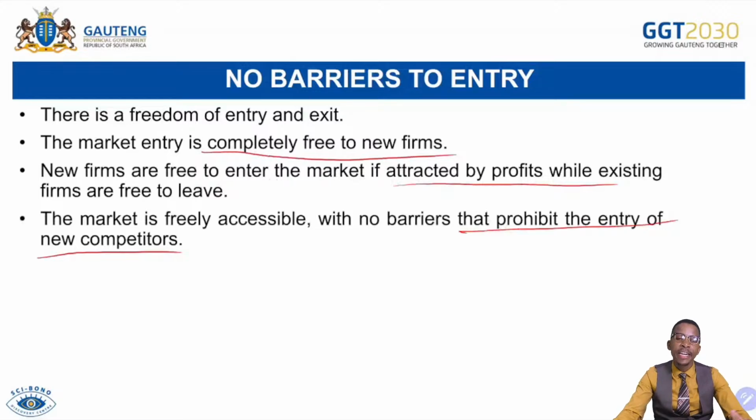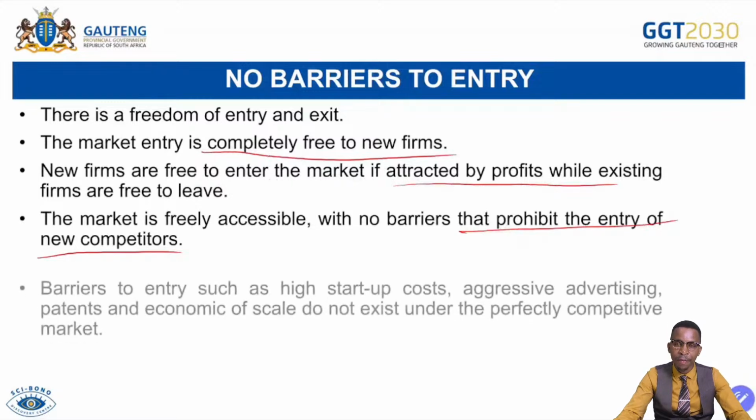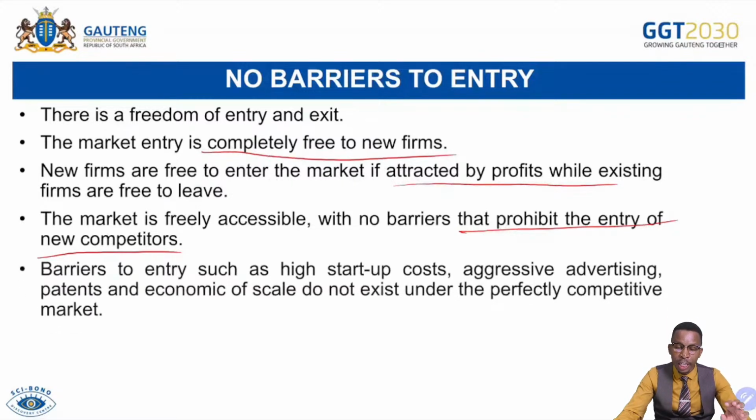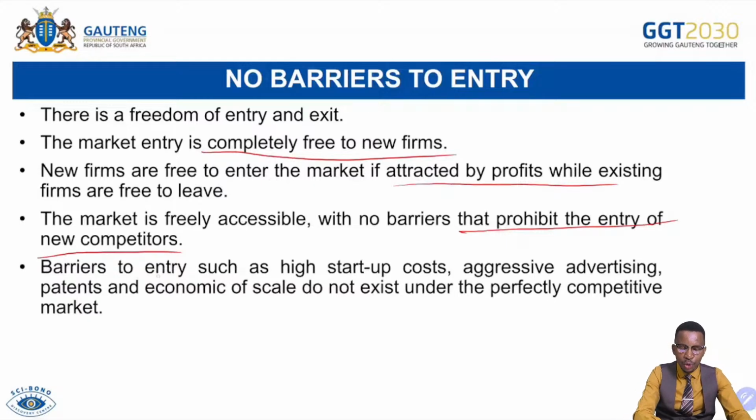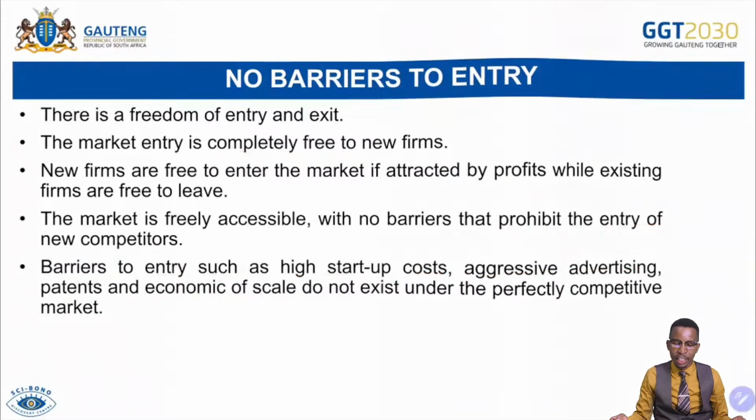So both natural barriers to entry and artificial barriers to entry are non-existent under perfect market. Firms are free to enter. Even the market information is free here, meaning it cannot be a barrier to entry for new businesses. Barriers to entry such as high startup cost of capital, aggressive advertising, patents, and economies of scale do not exist under perfectly competitive firms or market. Firms are not surrounded by any barrier to entry. They are free to enter or leave the market.